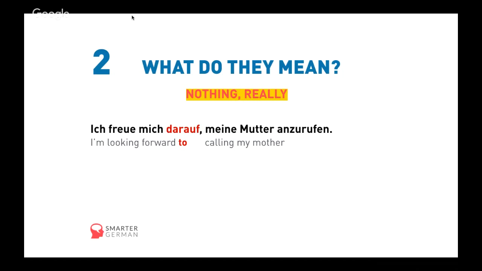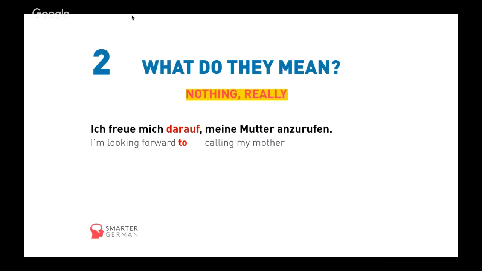Let's take a look at an example. Ich freue mich darauf, meine Mutter anzurufen. I'm looking forward to calling my mother. If you look at this sentence and ignore the red word, darauf, I bet that you will still get the full meaning of this. Ich freue mich, meine Mutter anzurufen. You don't need to understand darauf to make sense of the sentence.